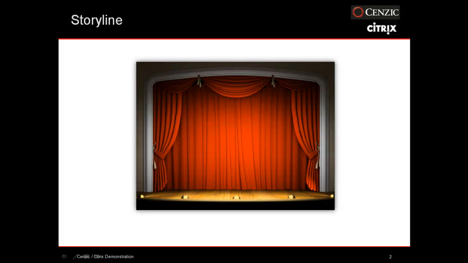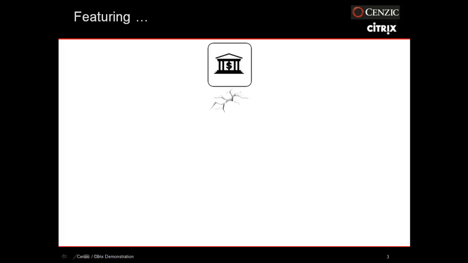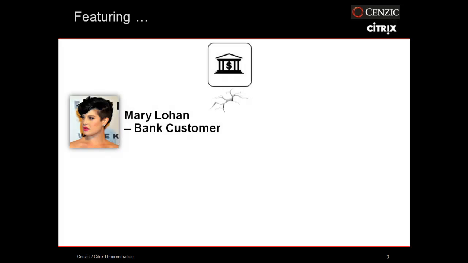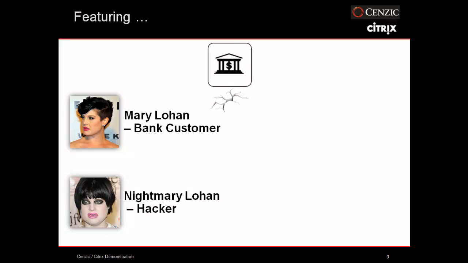Okay, let's go ahead and introduce our characters. Mary Lohan is a customer of Crack Me Bank. Mary's going to log into the Crack Me Bank application and just conduct some normal online banking activities. This is Night Mary Lohan, the alter ego of Mary. Night Mary Lohan is Mary Lohan who has gone to the dark side and has become a hacker.